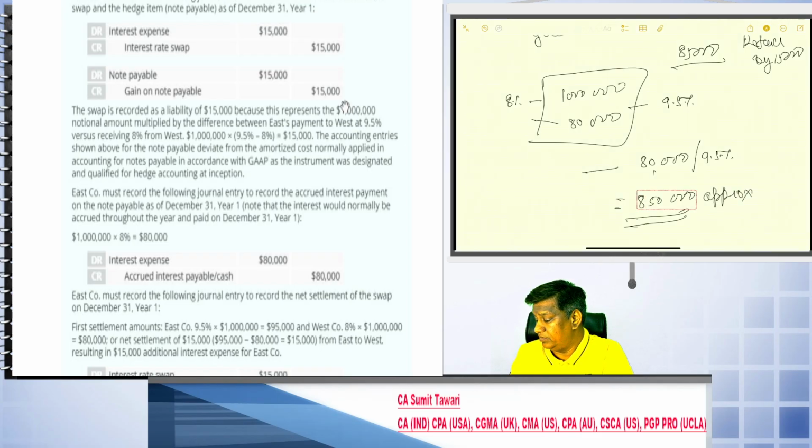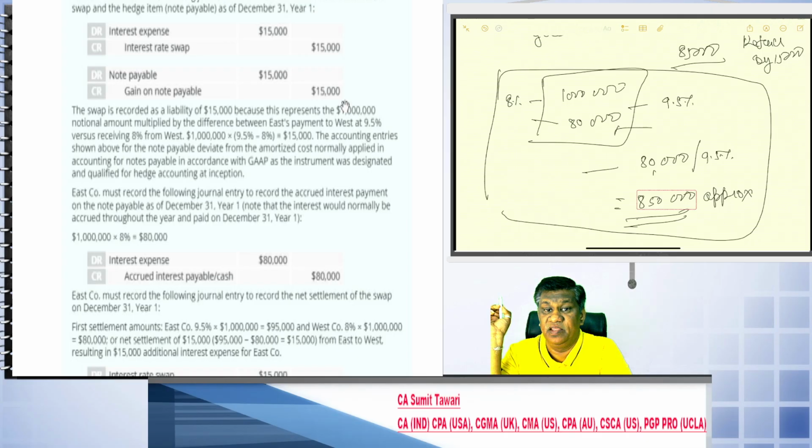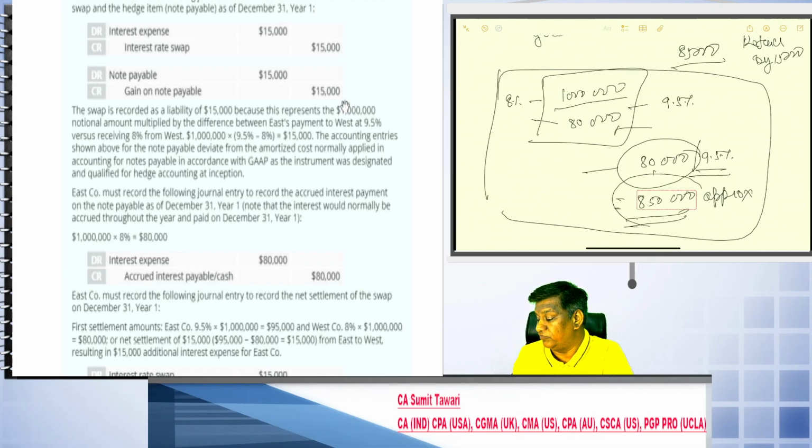So, sir, but East is paying 15,000 extra, right? No, he is paying interest to Western Company. We are just doing the market valuation of the liability. To the investor, he is paying only 80,000. Earlier, when the market rate was 8%, the valuation of the liability was 1 million. But now, for the same interest, the market rate is 9.5%, so the valuation of the liability may go down. So this is basically that entry: note payable debit, gain on note payable 15,000.